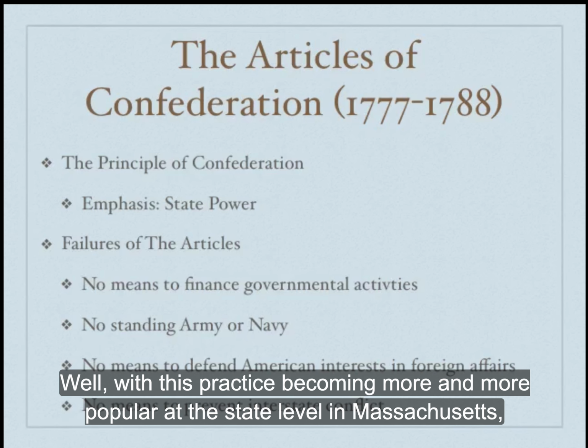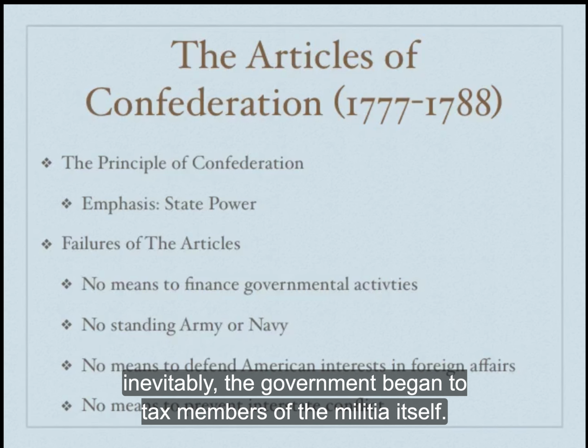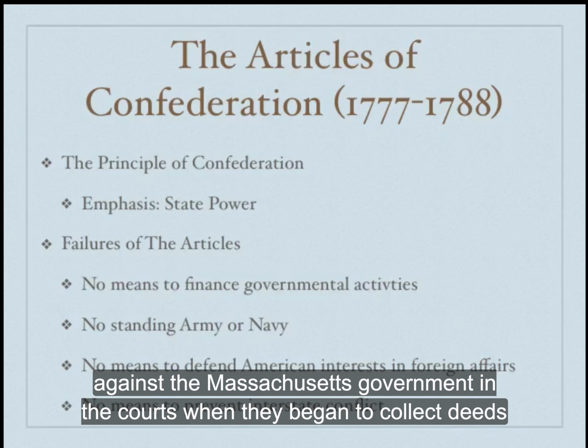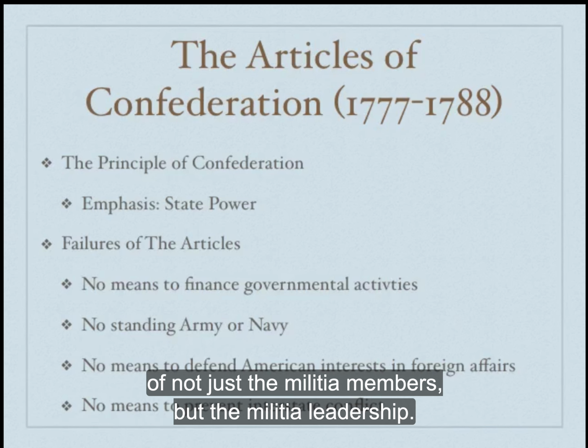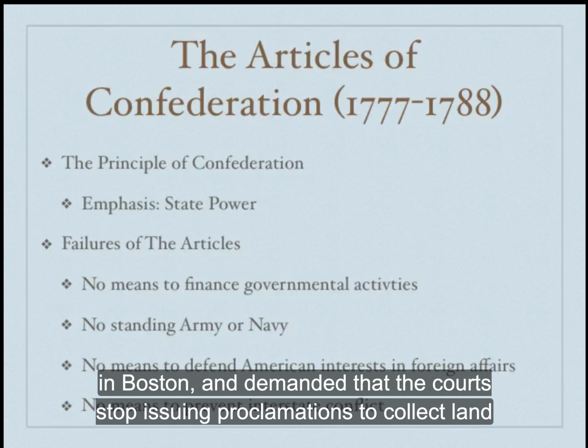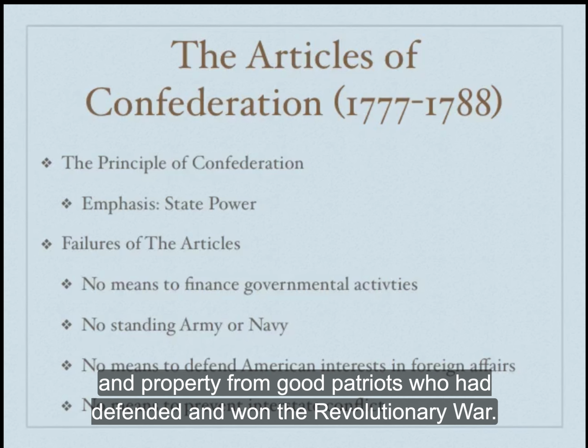Well, with this practice becoming more and more popular at the state level in Massachusetts, inevitably, the government began to tax members of the militia itself. Daniel Shea, being the head of the state militia in Massachusetts, organized a revolt against the Massachusetts government and the courts when they began to collect deeds of not just the militia members, but the militia leadership. And very famously, Daniel Shea organized a revolution that marched into the courts in Boston and demanded that the courts stop issuing proclamations to collect land and property from good patriots who had defended and won the Revolutionary War.